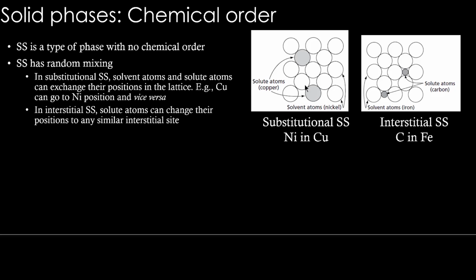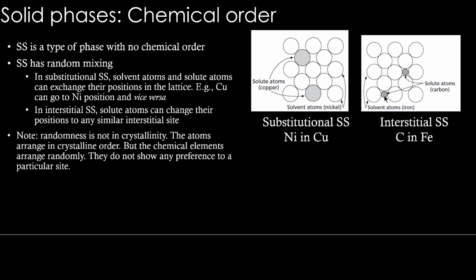In interstitial solid solutions, the carbon atoms that sit in between iron atoms can change their position to any similar interstitial site. So that is the randomness there. This randomness is not in crystallinity. The atoms arrange in crystalline order anyway, but the chemical elements arrange randomly. They do not show any preference for a particular site. This is what a random solution is, fundamentally different from a chemically ordered phase.